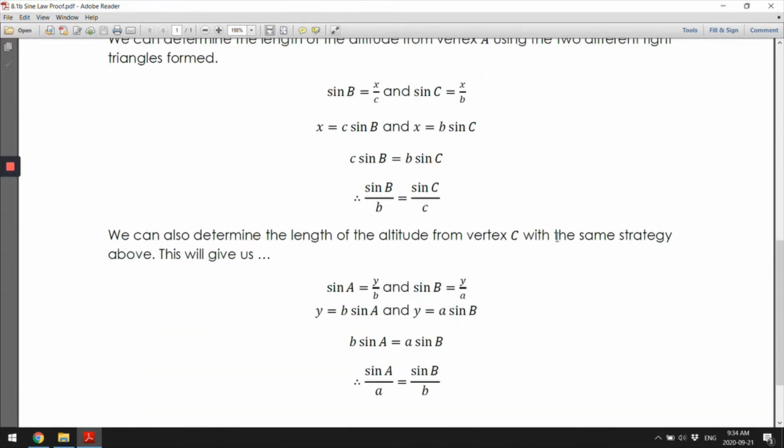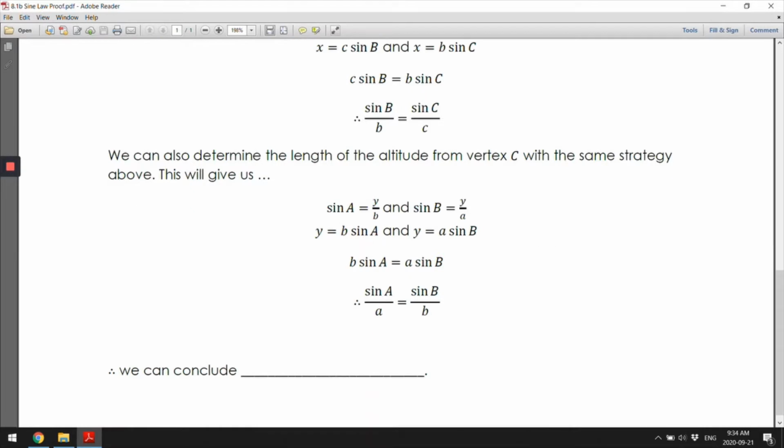Okay, let's go back down. So based on what I just said, sine of angle A is equal to y over b, and sine of angle B is equal to y over a. Rearrange for y. So y equals b sine A, and y equals a sine B, which means b sine A is equal to a sine B. And if you rearrange that, you get sine A over A, which is equal to sine B over B.